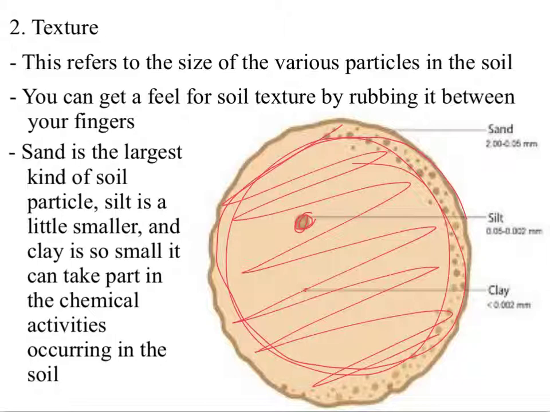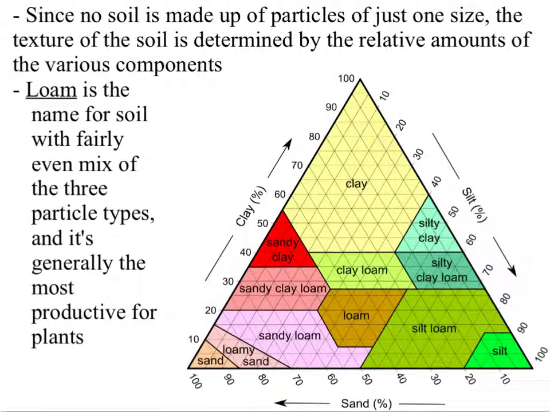Now clay is soil particles smaller than 0.002 millimeters, which means it's also so small that it can actually interact chemically with the soil. And it's important to keep in mind that basically no soils are made up of only one type of particle. So when we talk about soils and their nature, we use this kind of soil triangle to describe what the soil is like. And it's kind of complicated, but not really that bad.